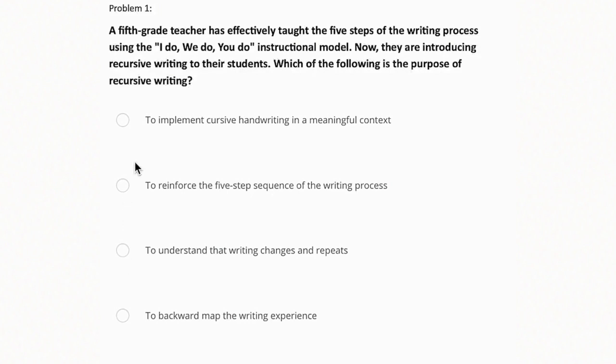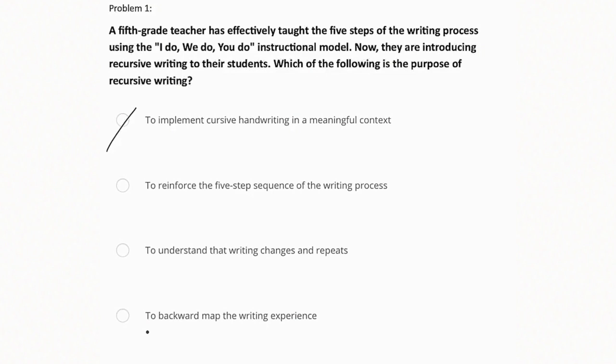So, looking at the answer choices, is it about implementing cursive handwriting in a meaningful context? No, that word cursive is just there to throw us off. To reinforce the 5 step sequence of the writing process? Well, it's not really about reinforcing the sequence because it's about moving between the steps back and forth as needed. So, I'm going to keep that on hold for the moment, but it's not a great answer. To understand that writing changes and repeats, that's a better answer because it reinforces the fact that we are adapting the model as we see fit to evolve and change the writing process over time and repeat it as needed.